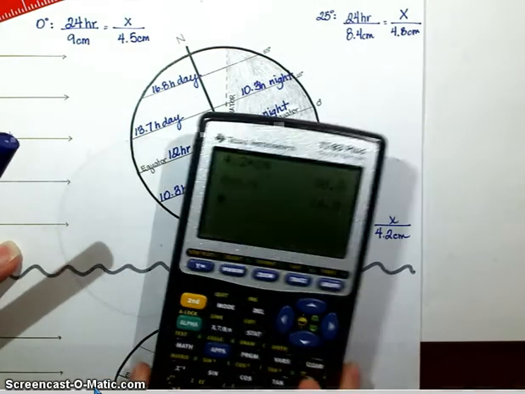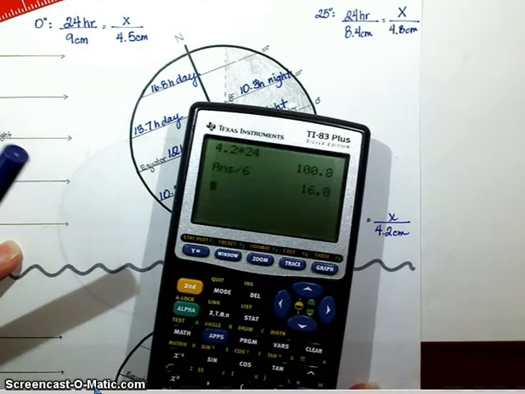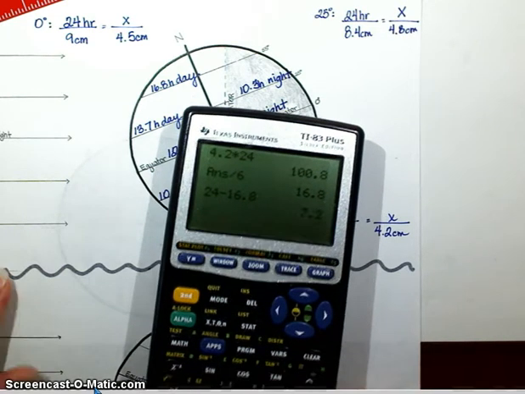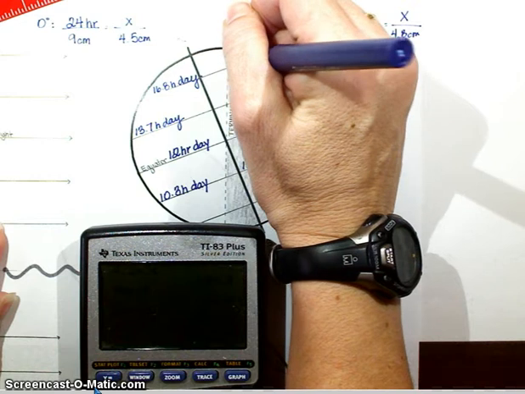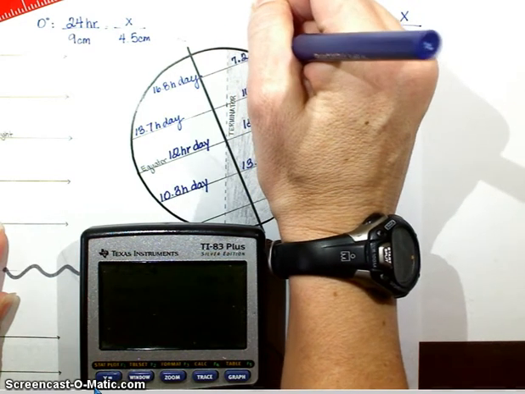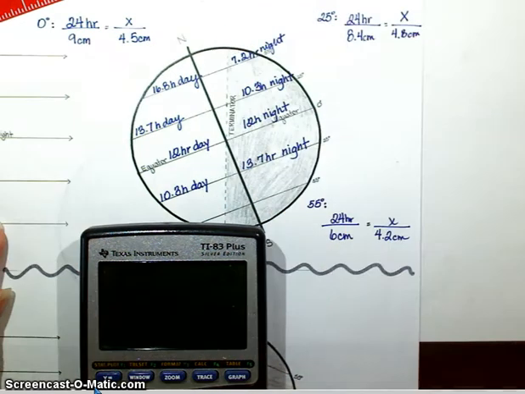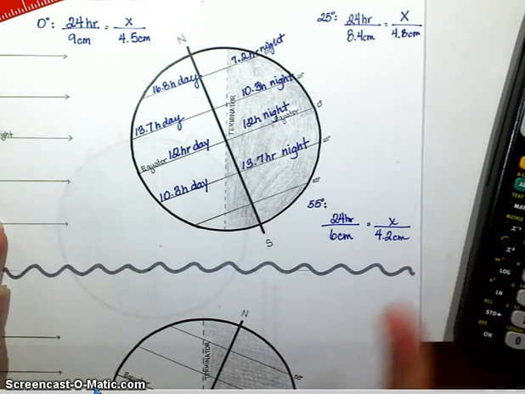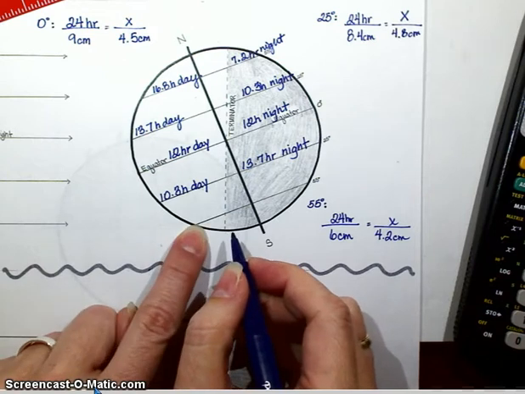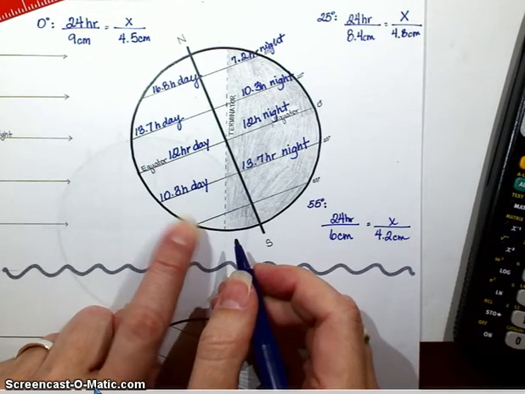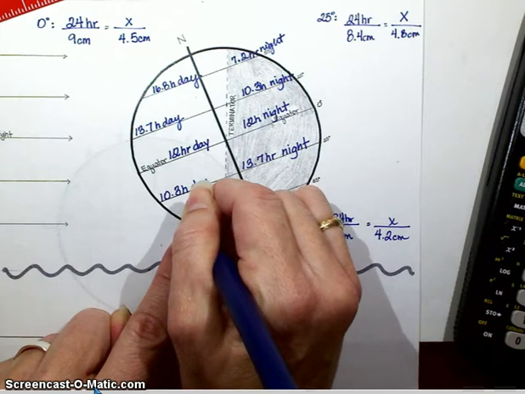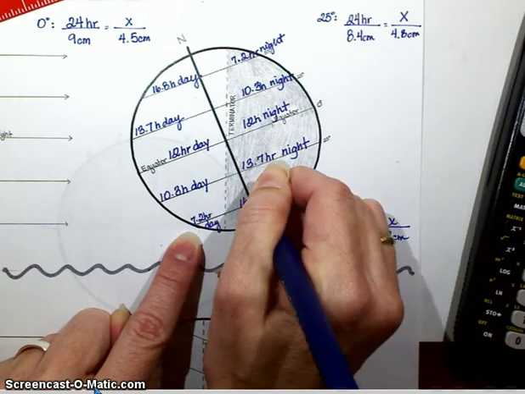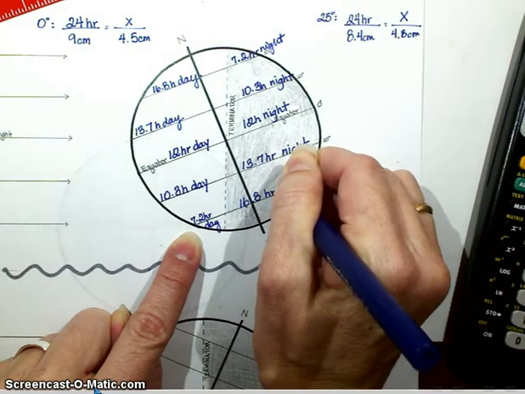Which means how much nighttime? 24 minus 16.8, which is 7.2 hours of night. Yes, the sun is going to be setting very late. What about down here, 55 degrees south? What's the deal, guys? It's just the opposite. So how much day? 7.2 hours of day and 16.8 hours of night.